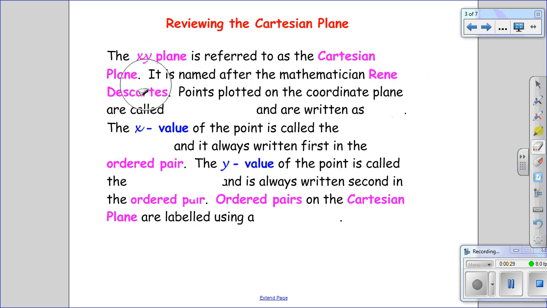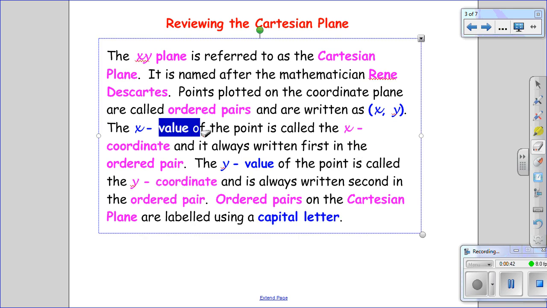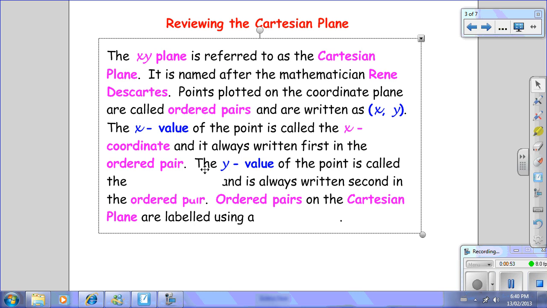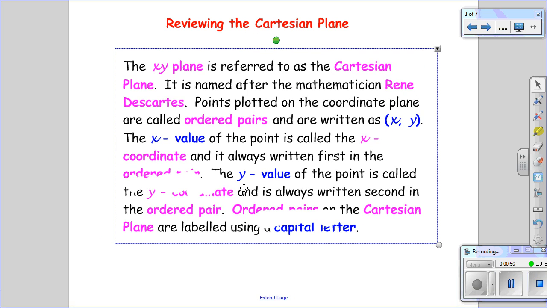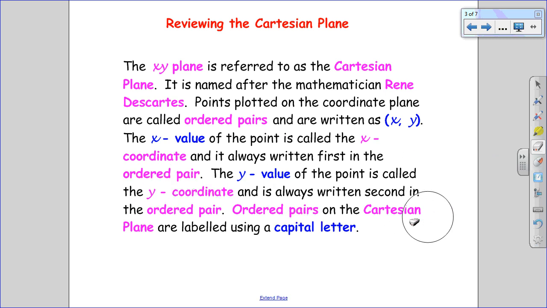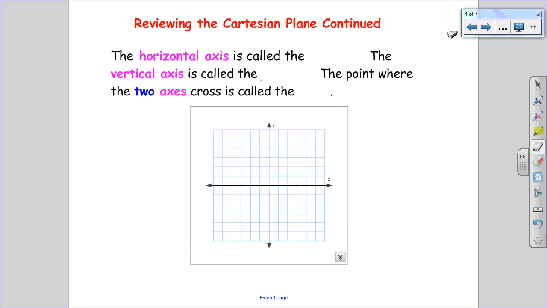Points plotted on the Cartesian plane are called ordered pairs and are written with a bracket, x, comma, y, end bracket. The x value, right here, is called the x coordinate, and it's always written first in the ordered pair. The y value of the point is called the y coordinate, and it's always written second in the ordered pair. Ordered pairs on the Cartesian plane are always labeled using a capital letter.